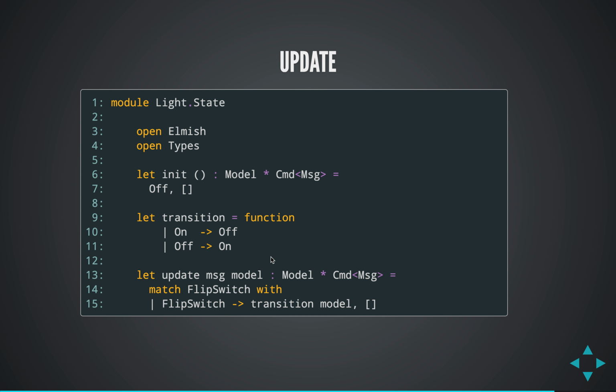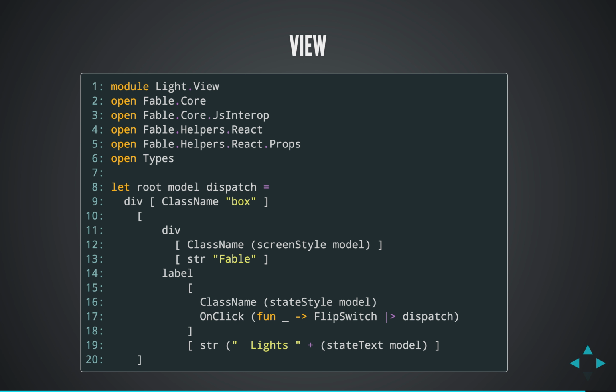We code a very simple transition function, which is our state machine. That is, when the switch is on and we flip the switch, it goes to off, and when it's off, it goes to on. And then we code an update function that receives a message and a model, and it's very simple. When we get the message that the switch has been flipped, then we just apply the transition function to the model.